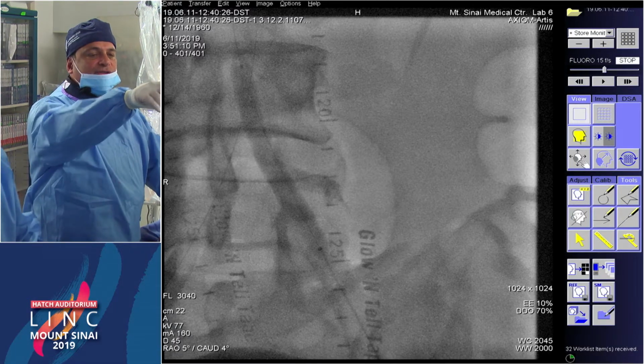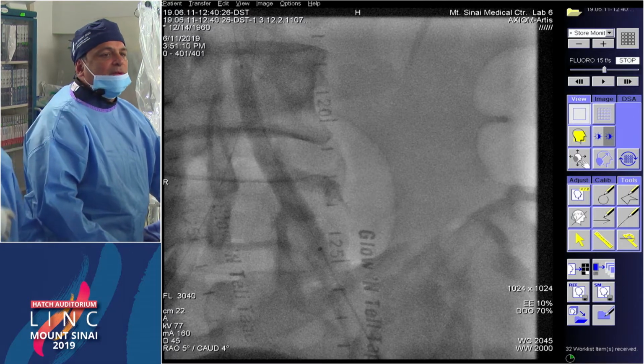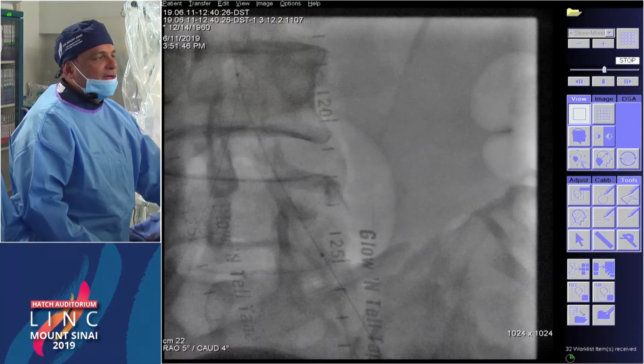If you could show the pressures, you can see the pressures are now back to normal. Show the regular waveform for us. Walk it back, please. Yeah.